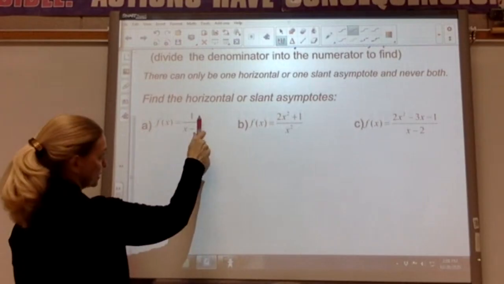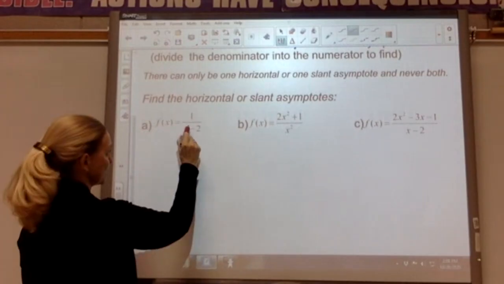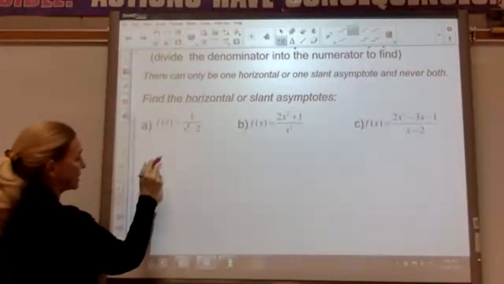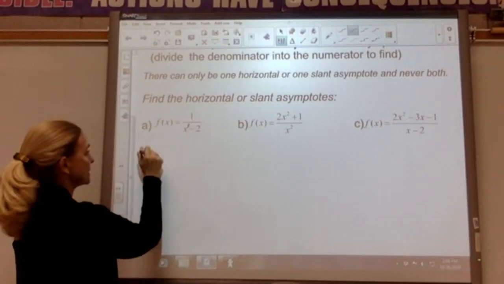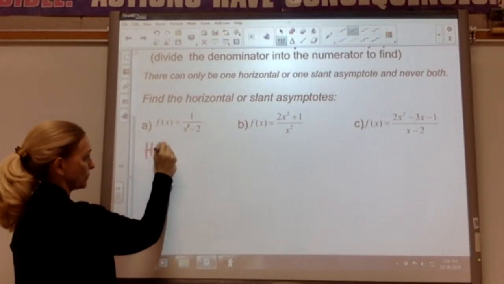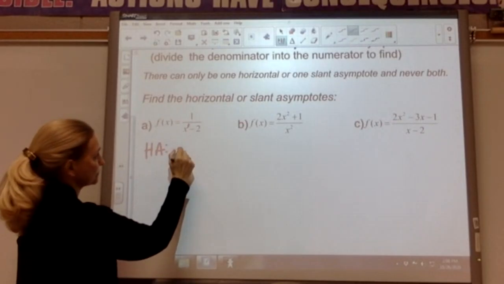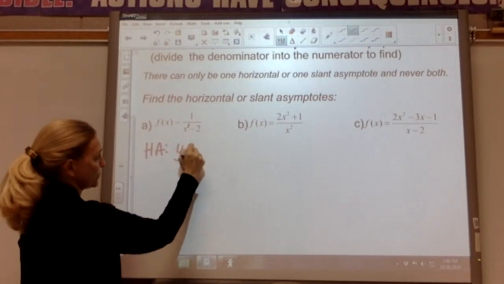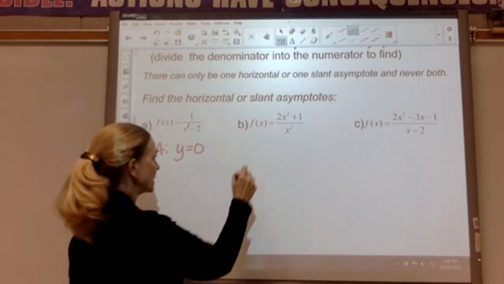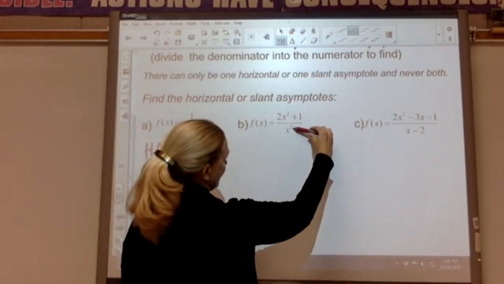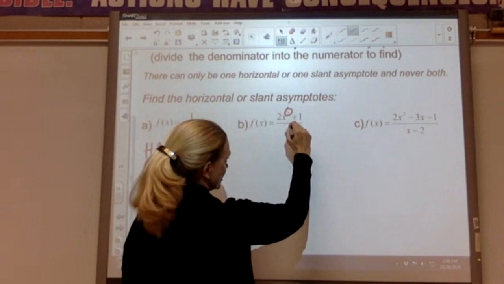This is just a single constant on the top. So this is x to the first. So for A, since the degree of the denominator is larger, then the horizontal asymptote is going to be y equals 0, because the denominator degree is larger. This one, they have the same degree, 2 and 2.